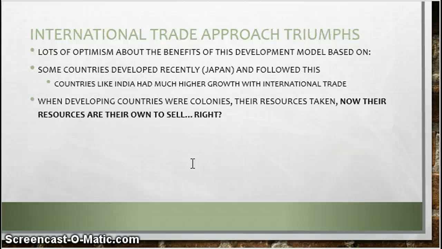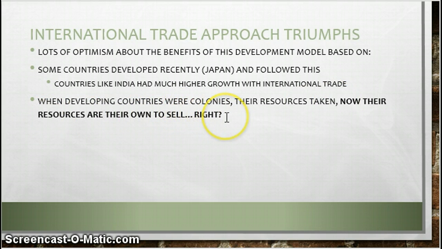All right, so triumphs. This is now the approach that countries use, or that they're encouraged to use by the international organizations like the World Trade Organization, the World Bank, the International Monetary Fund. So there's optimism that, yay, everybody can follow in the steps of Japan, and that India is moving towards international trade, or as they move toward international trade, their growth went up much, much more than with the self-sufficiency model. And then also the thought that the developing countries were formerly colonies, and so their resources were taken. Now their resources are their own to sell.